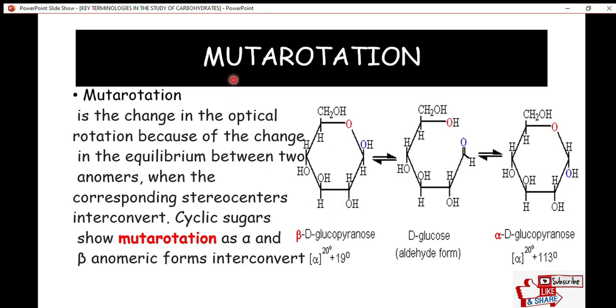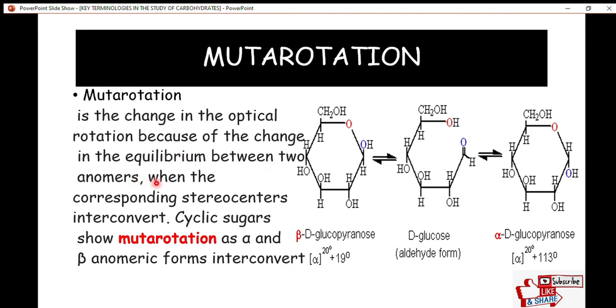Another terminology that we need to pay attention to is mutarotation. When we talk about mutarotation, we have to make reference to specific rotation, which is an optical rotation, and we covered that in the third lecture, so you can go back if you haven't read it yet, so that you can know it very well. Mutarotation is the change in optical rotation due to change in the equilibrium between two anomers.